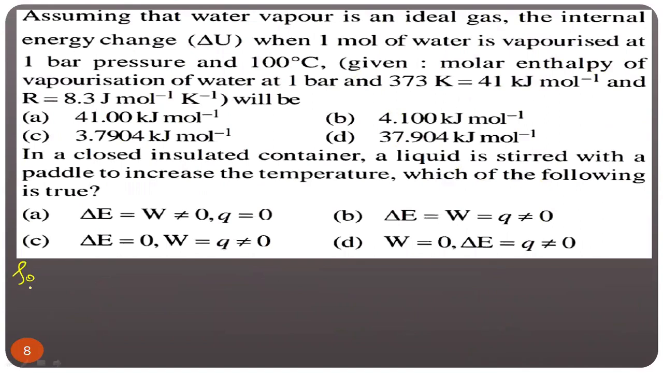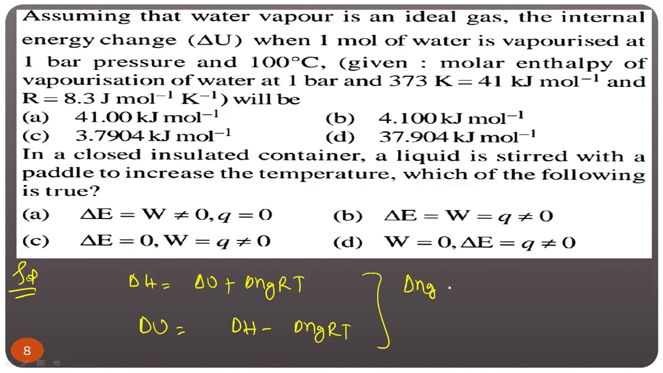Now tell me. Read the question. Assuming that water vapor is an ideal gas, the internal energy change when 1 mole of water is vaporized at 1 bar pressure. Now we have to find out delta U. We know delta H is equal to delta U plus delta n_g RT, that formula we know, and delta U is equal to what? Delta H minus delta n_g RT. And we know given delta n_g is equal to what? 1, or you can say delta n is equal to 1.